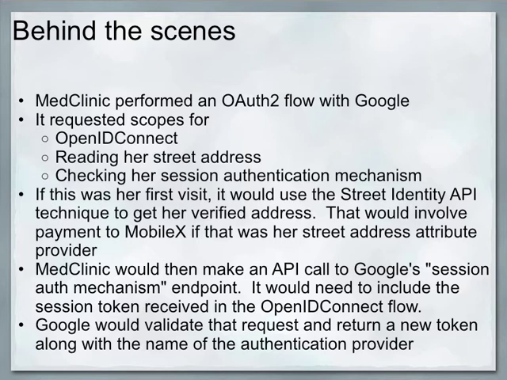and it had a couple of scopes requested, one to do the login with OpenID Connect, another to get access to her verified street addresses using the street identity and attribute provider mechanism, and the last scope was to get access to her session-specific authentication mechanism. Assuming this was her first visit to the site, the website would then go and get her verified street address, use that to find out if there are records for someone living at that address, and as a side effect, cause money to be paid to her attribute provider for street address.